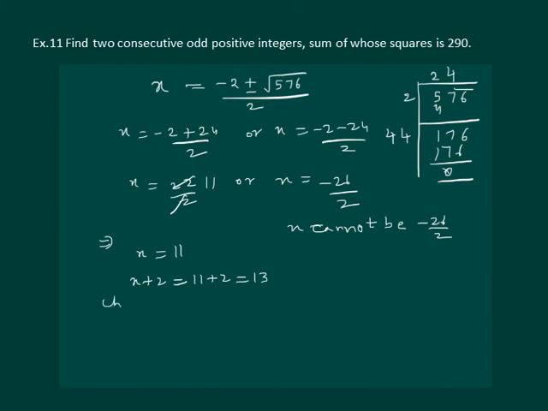Let us check whether the two consecutive odd integers satisfy the condition that the sum of their squares is 290. We find 11 square plus 13 square is equal to 121 plus 169, which is equal to 290. Hence we have checked and found that 11 and 13 are the required consecutive odd positive integers.